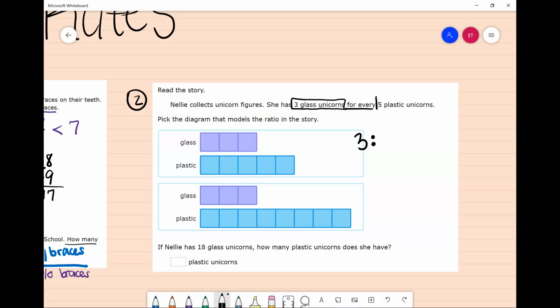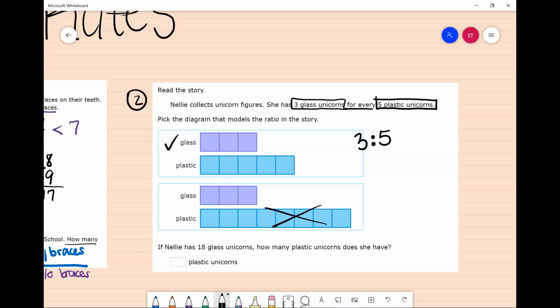Then my second item is 5 plastic unicorns. So I'm going to put 5. So my ratio says 3 to 5. Now I need to find a diagram that models that. So glass is 3, both of those have that, and then 5, this is the first one. This is more than 5.